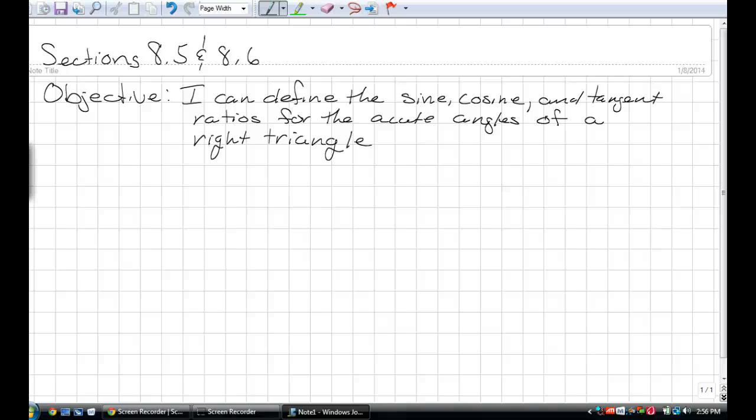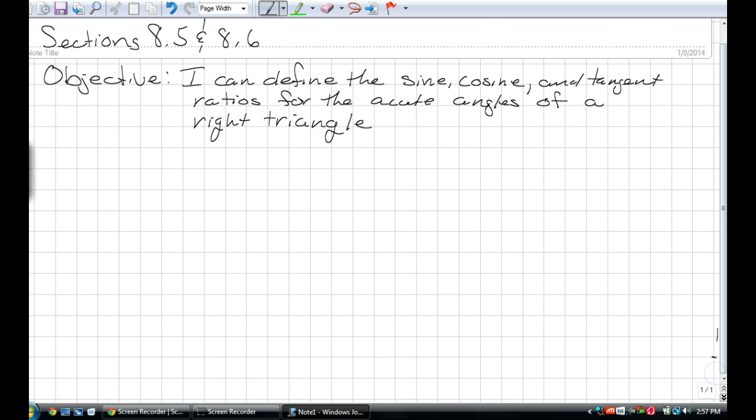Sections 8.5 and 8.6. Our objective today is I can define the sine, cosine, and tangent ratios for the acute angles of a right triangle. So first of all, let's review when we have a right triangle. This is going to be my right angle. This is angle A, angle B, and angle C. And angle A is an acute angle of the right triangle.